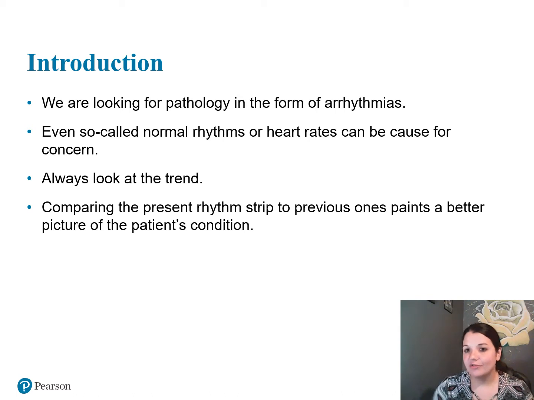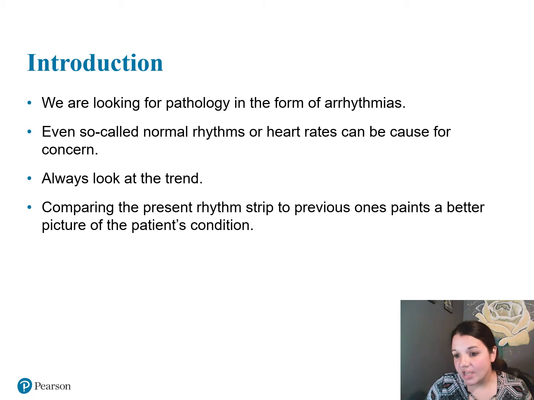Even so-called normal rhythms or heart rates can be a cause for concern. You always want to look at the trend. Comparing the present rhythm strip to a previous one paints a better picture of the patient's condition. So for example, let's say somebody comes in January and they had chest pain. Well, what are we going to do? They go to the ER, they're going to get an EKG rhythm. Let's say they come in 2 months later and they're having chest pain again. They're going to get another EKG done. Normal. Let's say they come in April and they're still saying that they're having chest pain.